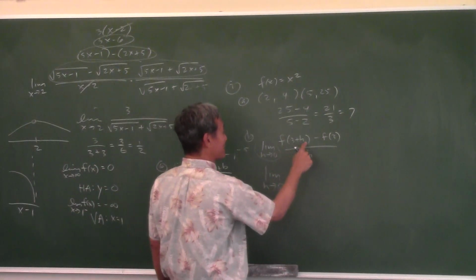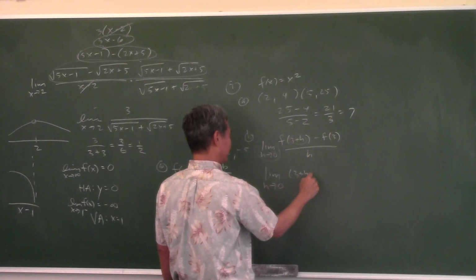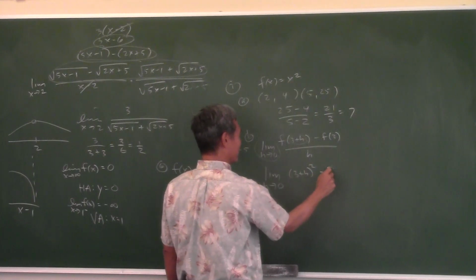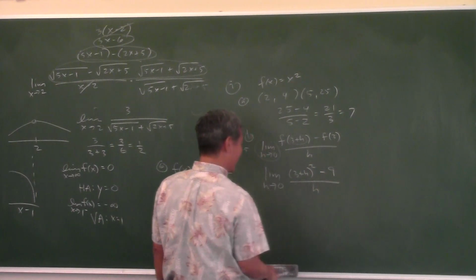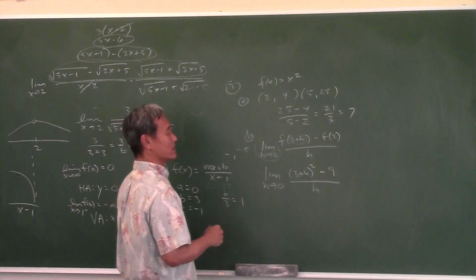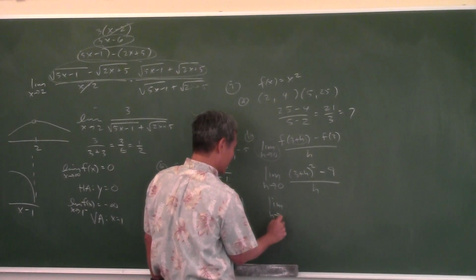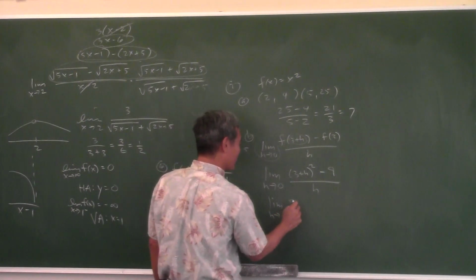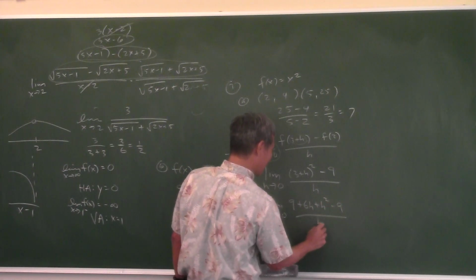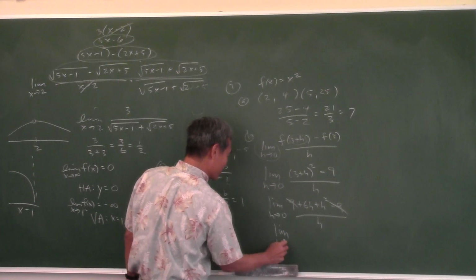Okay, f of 3 plus h, that means substitute 3 plus h into the function. Minus f of 3, plug in 3 into the function. And then divide the whole critter by h. And is that 0 over 0? Yes, it's always 0 over 0 when you do this. And so it's indeterminate, so I'm going to simplify. So multiply out the top. And please multiply it out correctly. The 9's cancel out. I can factor out an h. See how I do correct mathematics?